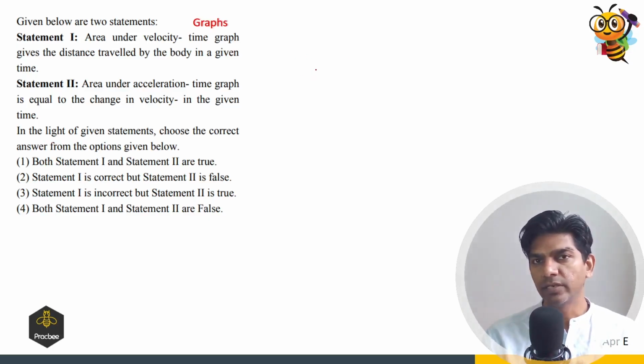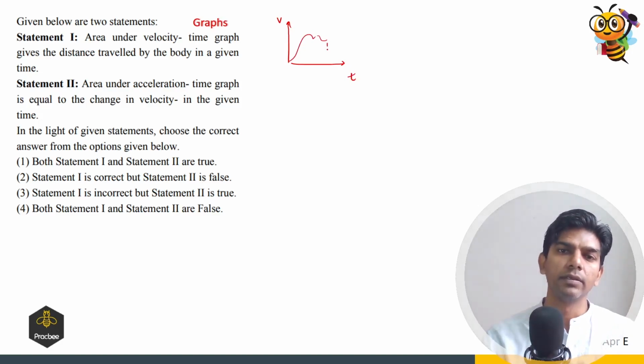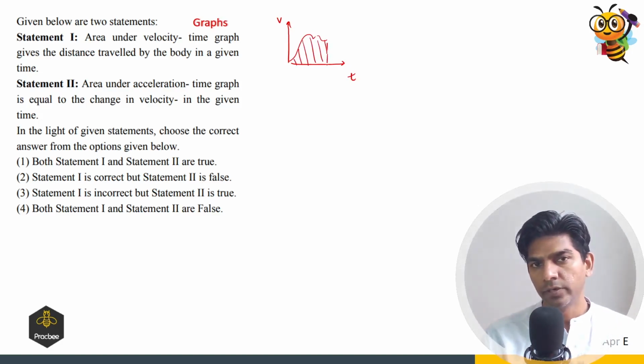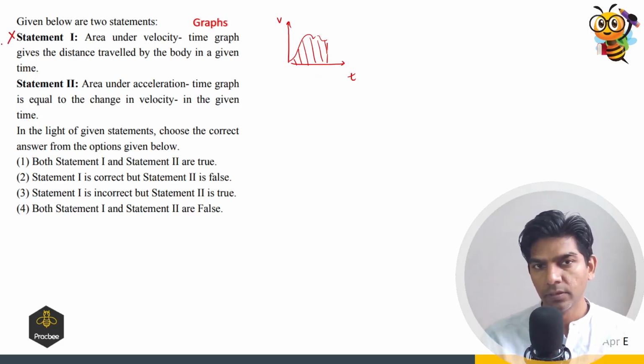Right, so if you look at statement 1, it says if we have a velocity time graph, suppose this is the velocity time graph, the area under this graph gives us the distance traveled, right? So it will be distance traveled if the particle is not changing its direction while moving. But if the particle is changing its direction, then it should give us the displacement of the particle. So statement 1 is not completely correct, it is incorrect. So the right statement would be: the area under velocity time graph gives us the displacement covered by the particle.